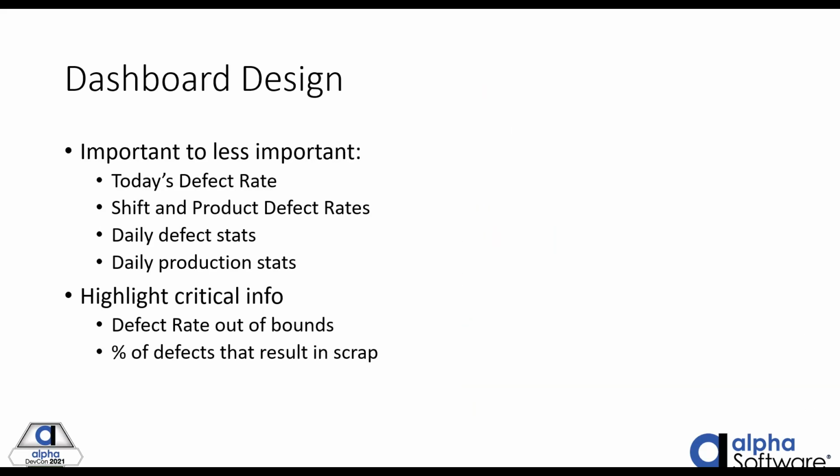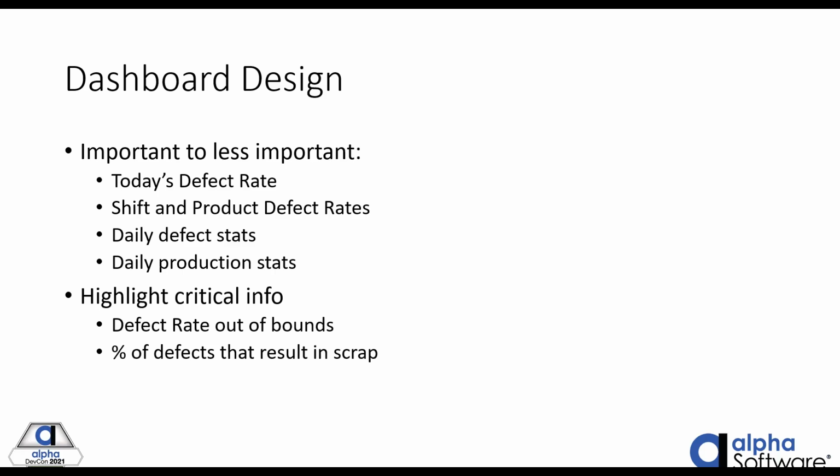So as we think about designing our dashboard, the most important thing we know is today's defect rate, right? And then in talking, we learned that shift and production defect rates are pretty important. The defect stats over time are a little less important, and really the production stats are just kind of background information that we would like to know as we're looking at this. So we'd like to highlight a couple of pieces of really critical information. If our defect rate is out of bounds, so it's too high, then we want to make that highlighted. And the number of defects that result in scrap is actually an important key as well.